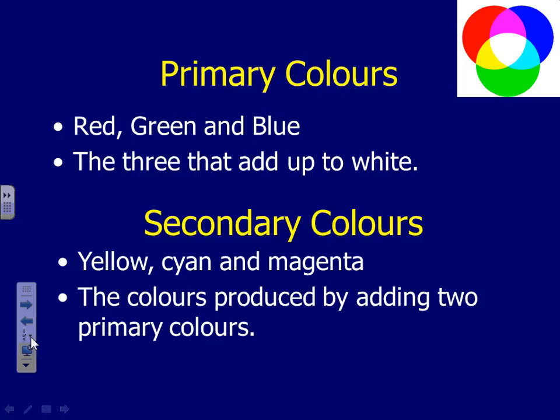Red, green, and blue, they're primary colors. Primary colors, they add up to white. Secondary colors, yellow, cyan, and magenta. And they are the colors that are formed when you add two primary colors.